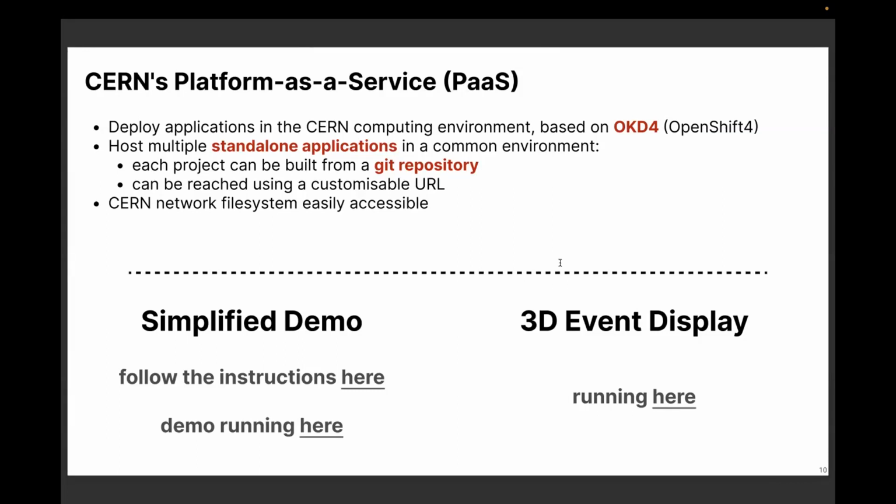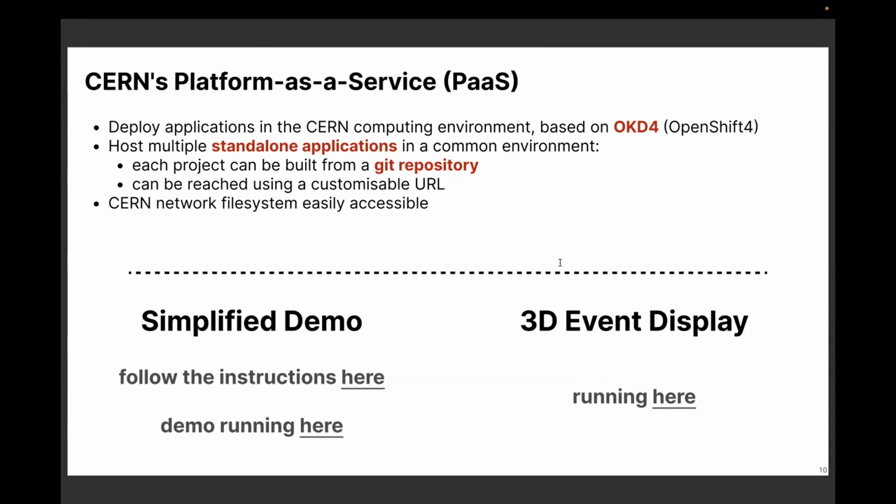The idea, and this can be useful for many people, is that to show the event display we developed, we want it to be easily accessible in a URL, and also accessible for people eventually not connected to the CERN network. The way of doing this is using a service provided by CERN called Platform as a Service, which is strongly based on OpenShift. So it essentially runs OpenShift.